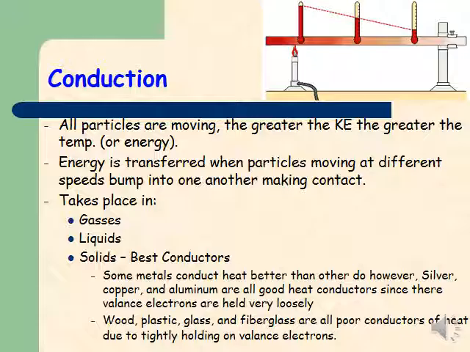And this can take place in gases, liquids, and solids. The best conductors are, of course, solids. Some metals heat better than others. Silver, copper, and aluminum are all great conductors of heat since the valence electrons are held so loosely. Wood, plastic, glass, and fiberglass are all poor conductors, and that's why we call them insulators.